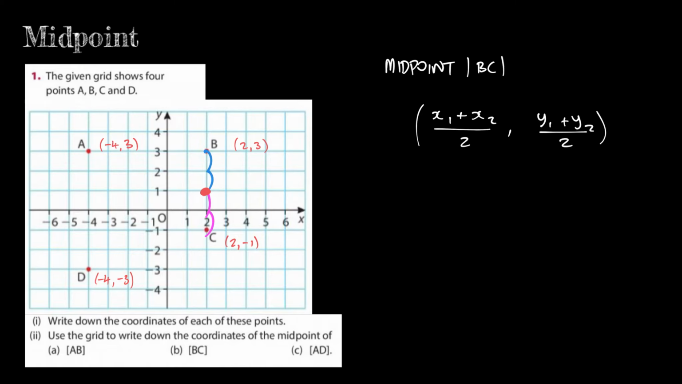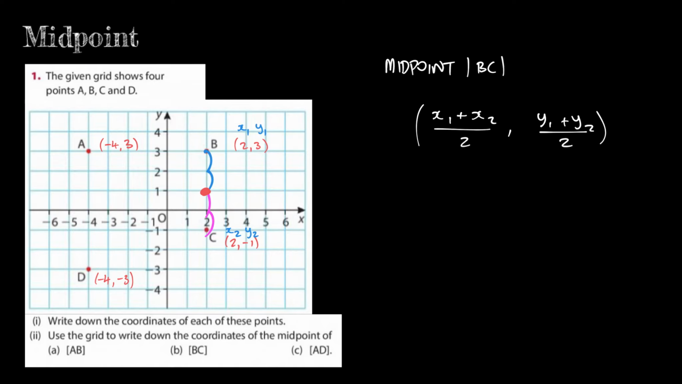So I need to label them. So I've got an x value here and a y value. So I'm going to start off by labeling my first coordinate. I've got an x value and I've got a y value. In my second coordinate, I've got an x value and I've got a y value. But it's very important that I realize this is from the first coordinate and this is from the second coordinate. Okay.